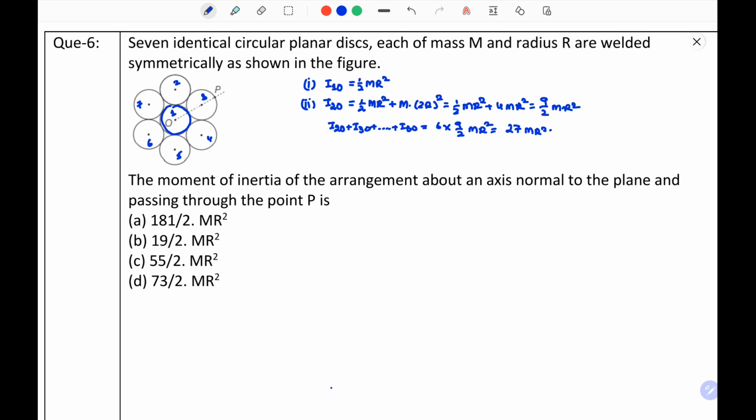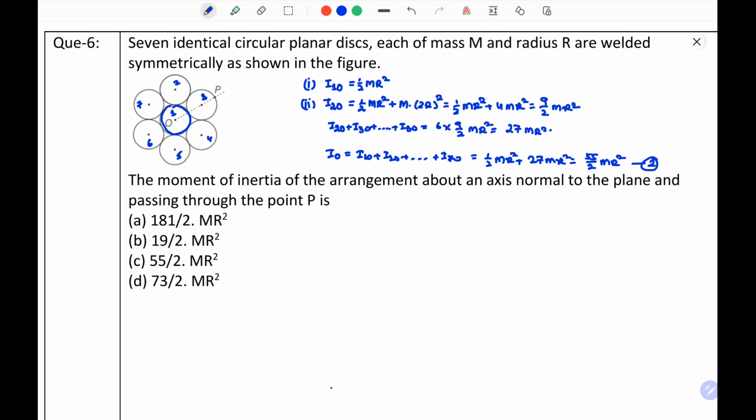So we can see that total moment of inertia about the O will be equal to I10 plus I20 plus and so on to I70, and that will be equal to half mr square plus 27 mr square, and this will be equal to 55 by 2 mr square. This is our equation number 2.